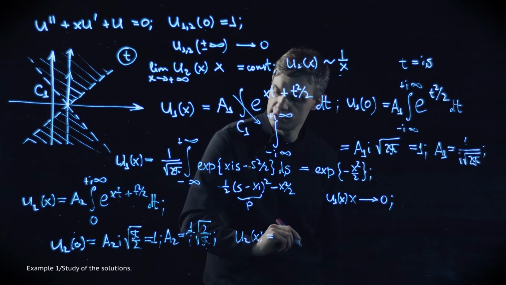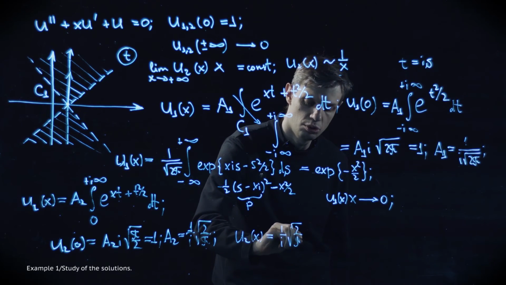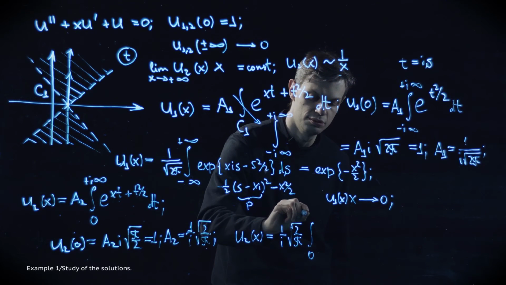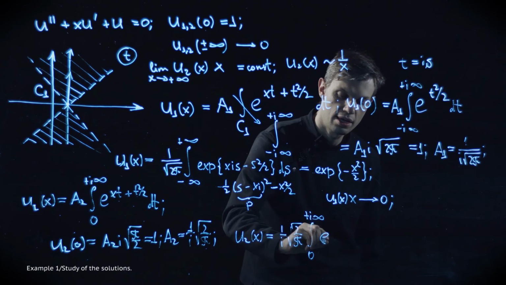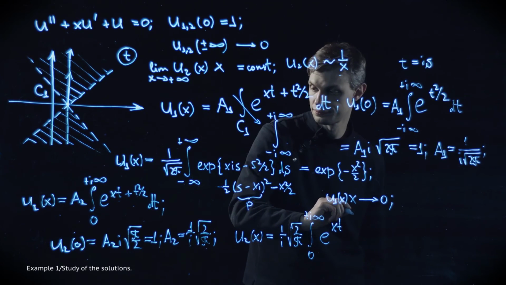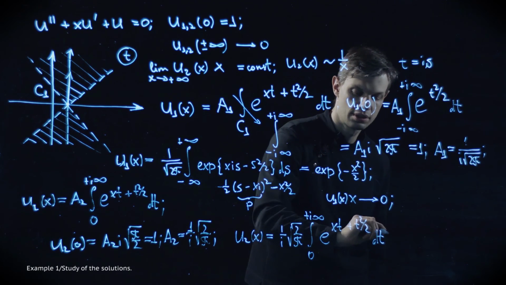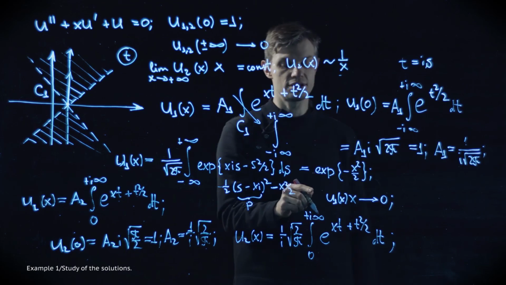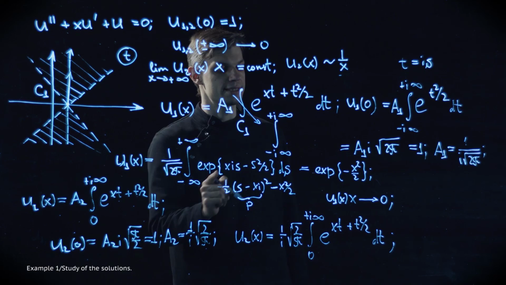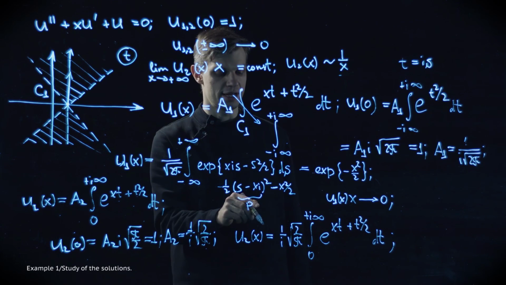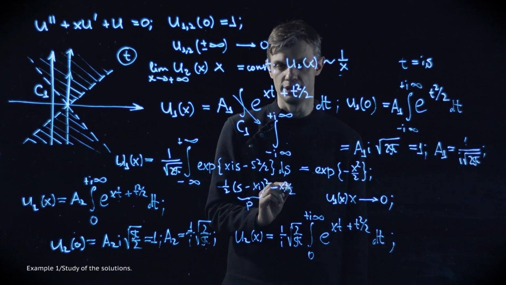Great. And now our normalized solution looks like this. u2 of x is equal to 1 over i square root of 2 over pi, integral from 0 to plus i infinity of e to the xt plus t squared over 2 dt. So this integral, as we'll see, can't be taken exactly. So we'll be interested in its asymptotics at large positive and negative x. So let's now study the asymptotics.